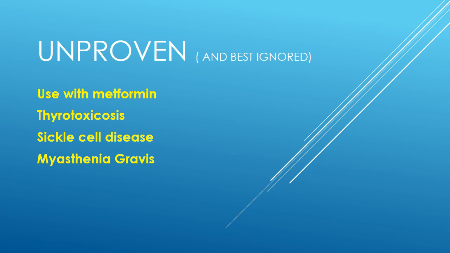So in the past and even presently, we are told to be very careful when we use IV contrast with metformin, in patients of thyrotoxicosis, in sickle cell disease, and with myasthenia gravis. Now, all these associations are unproven, okay? There is no proof that if you use IV CT contrast in any of these conditions, you will have an increased adverse event. So you can best ignore them, okay, and use contrast whenever you are indicated to do so.